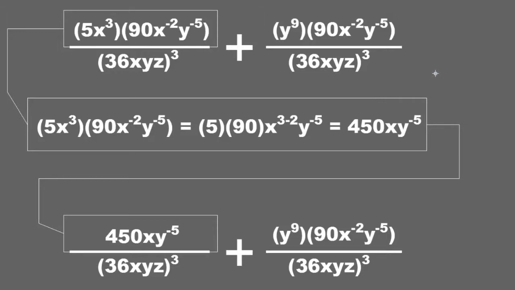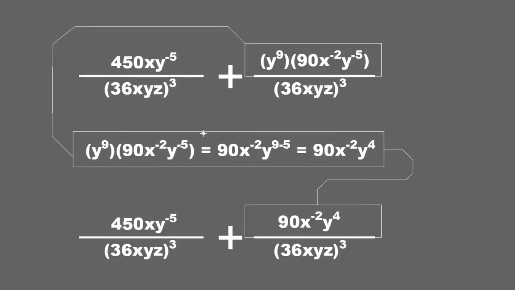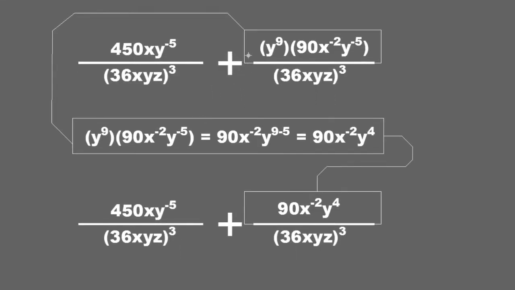It's just x. And the y with the -5 exponent doesn't have any other y to multiply it with, so it just stays the same as y with an exponent of -5. So all this expression right here on the top left becomes 450 multiplied by x multiplied by y with an exponent of -5. Next step, I'm going to work on the top right, the numerator of the expression on the right.